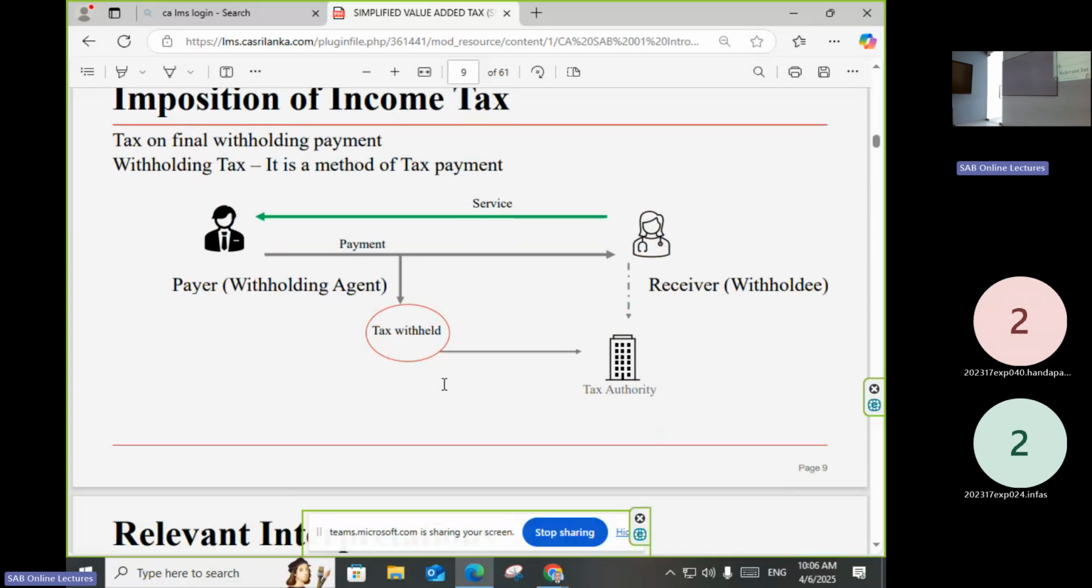So, the withholding mechanism. Say one person is providing services to another person, and he has to pay. At the time of payment, he deducts tax. We call it tax withheld. That is sent to the tax authority. So it is the receiver's tax liability. So we call him the withholding agent. The agent, on behalf of the government, is collecting tax. That's why it's called a withholding agent.